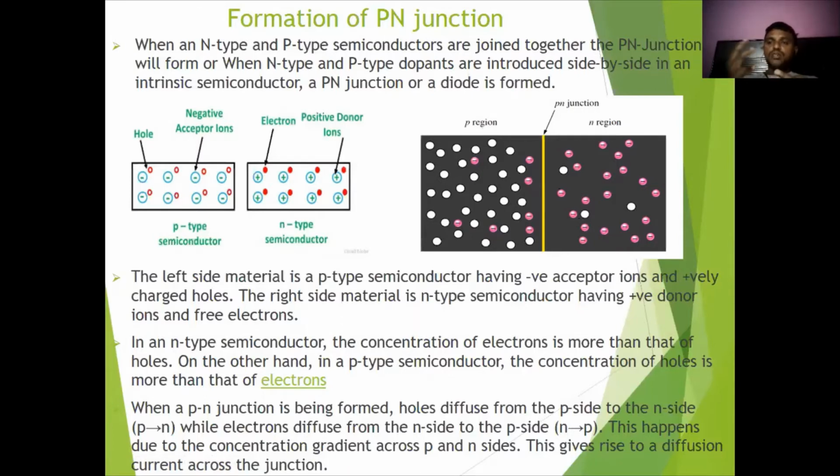Three kinds of charges will be there. If you consider the n region, similarly the majority carriers are electrons, the minority carriers are holes, and at the same time we have positive donor ions. So this is how the junction is formed.